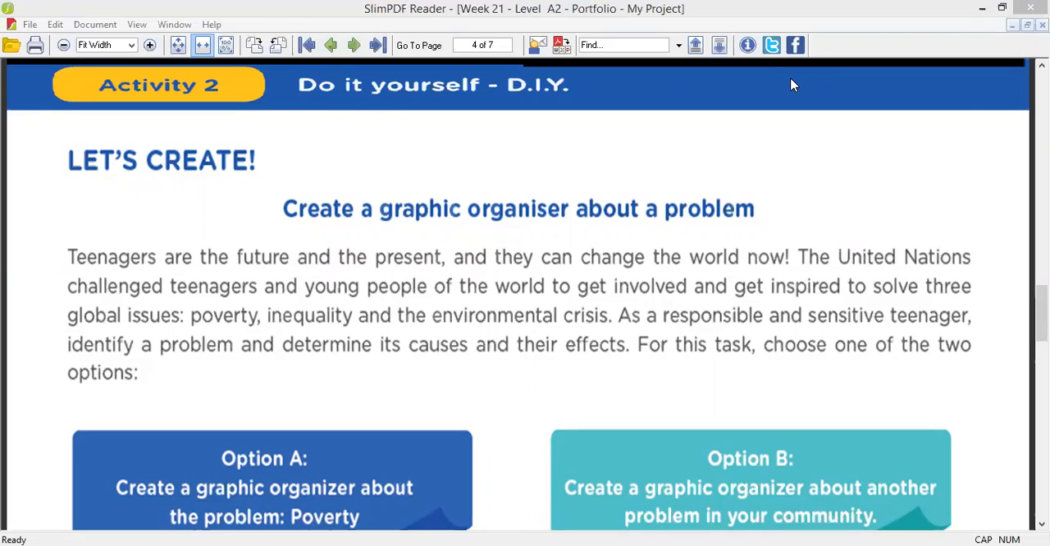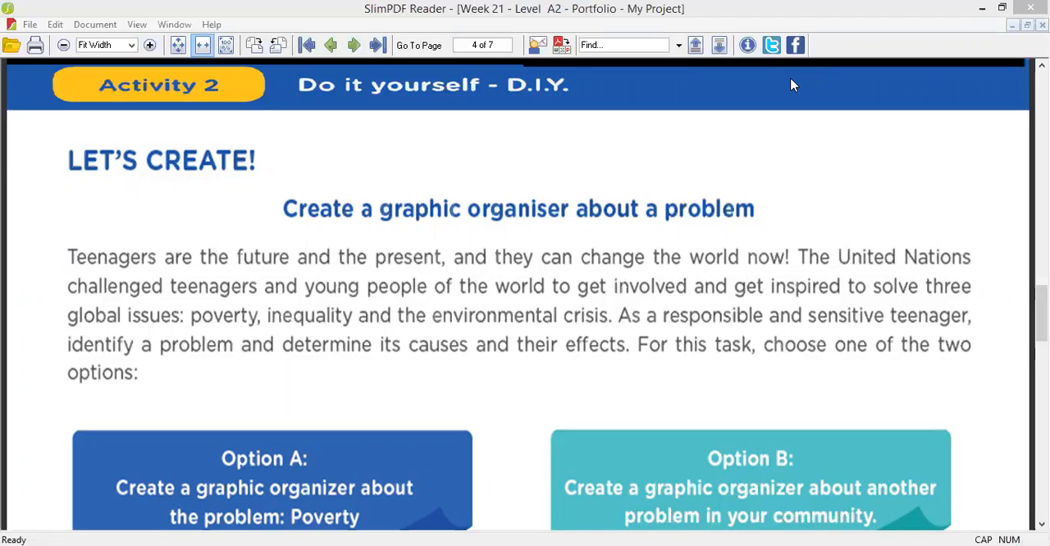The United Nations challenges teenagers and young people of the world to get involved and get inspired to solve 3 global issues or problems: poverty, inequality, and the environmental crisis. As a responsible and sensitive teenager, identify a problem and determine its causes and their effects. Remember that the cause is the origin of the problem, and the effect is the result or the consequence.